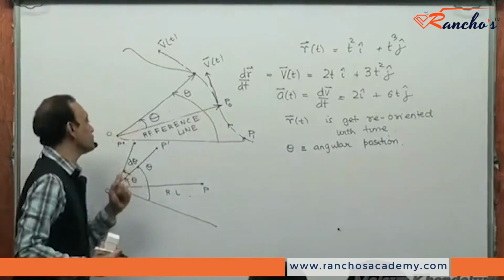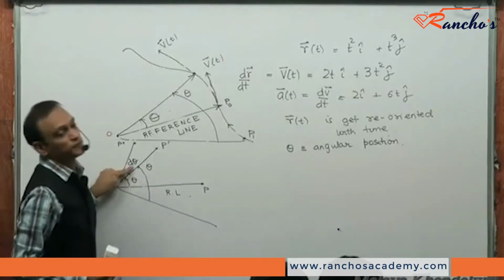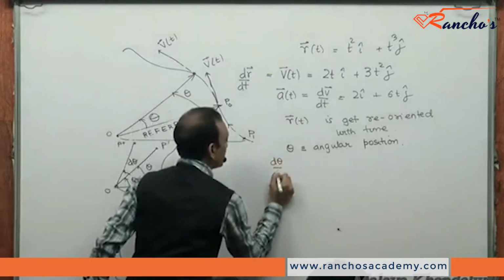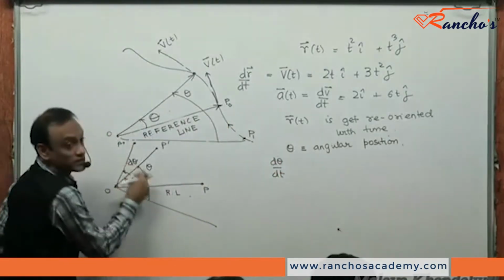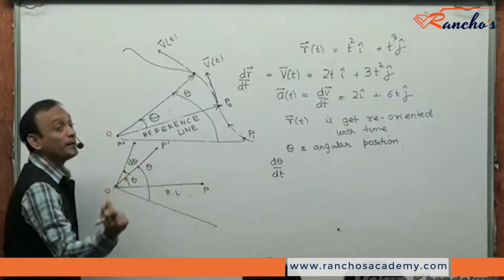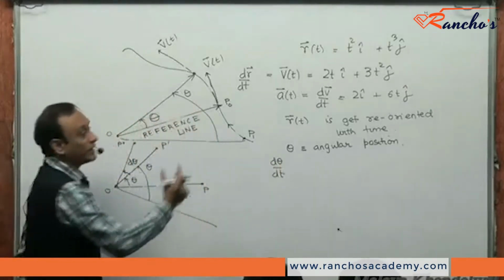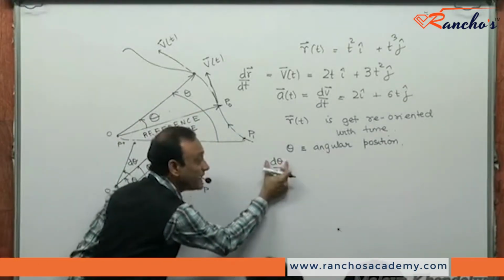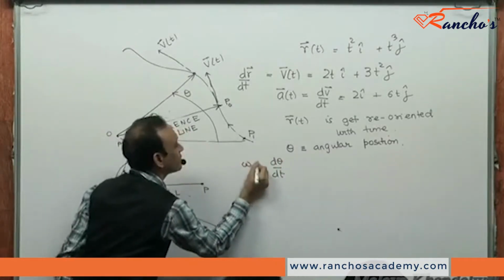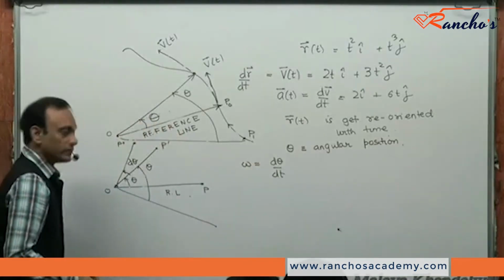And what I'm seeking to do is to measure the rate of change of theta with time. D theta dt is what I'm trying to measure. Change in theta is the angular displacement. Theta is the angular position, but d theta by dt is the rate. Change in angular position divided by the time taken is referred to as the angular velocity omega, measured in radians per second.